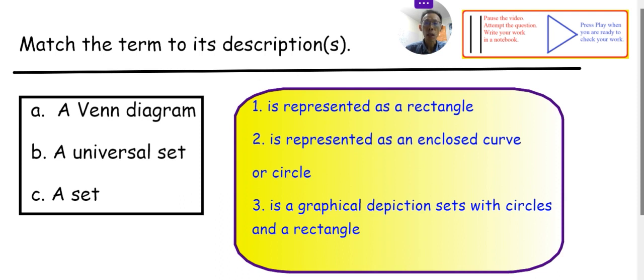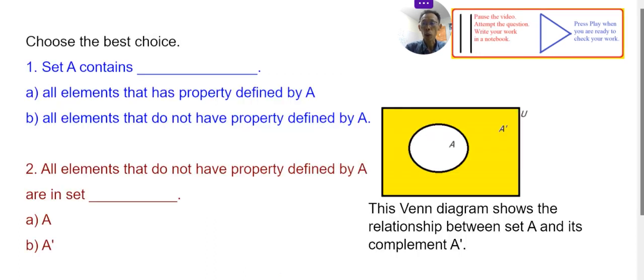Okay, here I'm just going to show you the answer. A Venn diagram is a graphical depiction of sets with circles or enclosed areas for the sets and a rectangle for the universe. So the universal set is the rectangle, and a set is represented as an enclosed curve or circle. Very good.